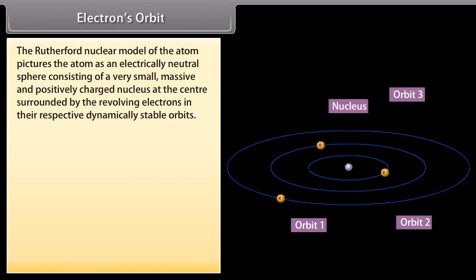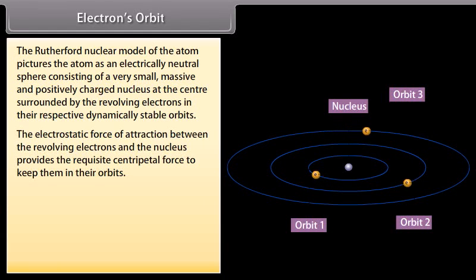Electrons orbit. The Rutherford nuclear model of the atom pictures the atom as an electrically neutral sphere consisting of a very small, massive, and positively charged nucleus at the center, surrounded by the revolving electrons in their respective dynamically stable orbits. The electrostatic force of attraction between the revolving electrons and the nucleus provides the requisite centripetal force to keep them in their orbits. Fe is equal to Fc.